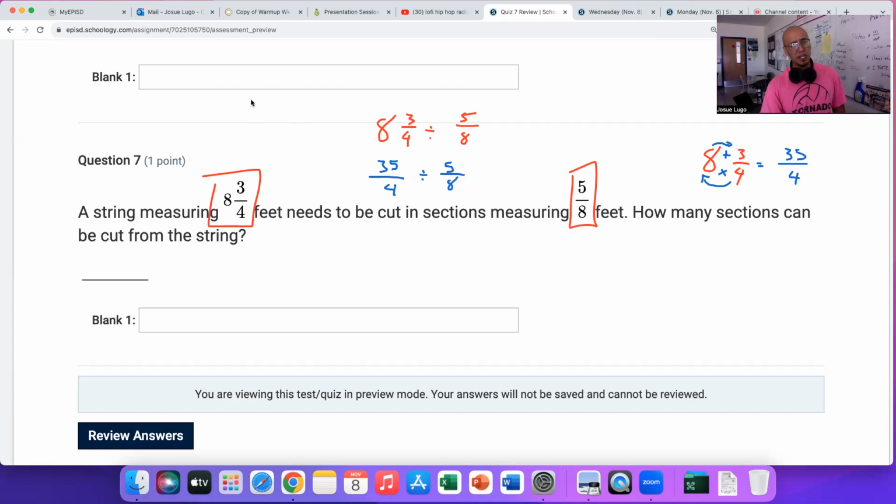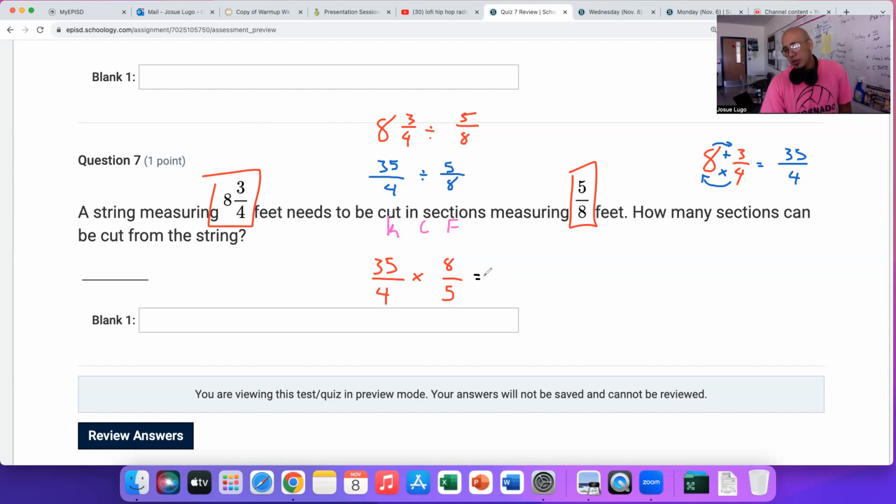Okay, well, how do I divide fractions? Ladies and gentlemen, you need to remember that we need to use keep, change, flip. We're going to keep the first fraction, change the division to multiplication, and then flip the second fraction into its reciprocal. So whenever I do that, we're going to keep the 35/4, change the division to multiplication, then flip the 5/8 into 8/5. All right, let's go ahead and work this out.